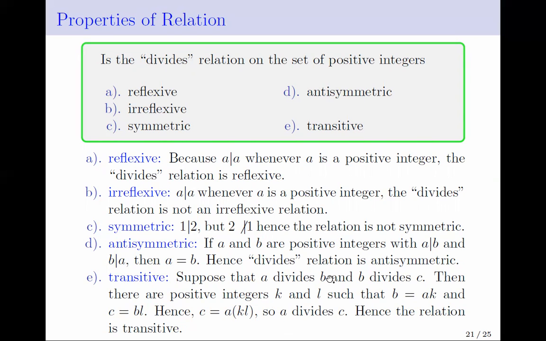To recap: a divides b means b is a multiple of a, therefore we can write b equals ak. b divides c means c is a multiple of b, therefore we can write c equals bl. Here we can replace b by ak. Therefore, c equals akl, which is a multiple of a. Therefore, a divides c. Hence, this relation is transitive.